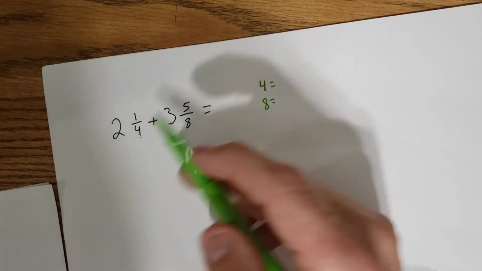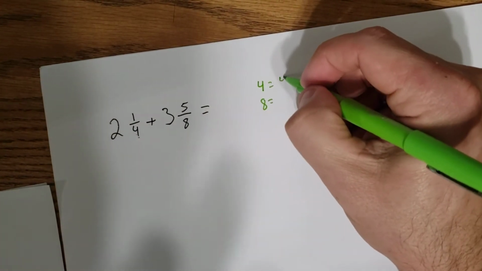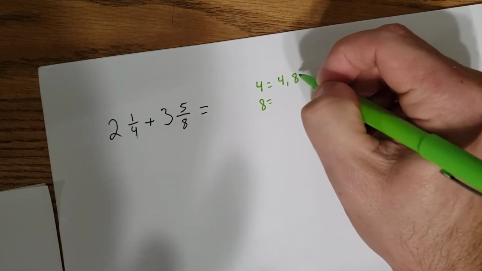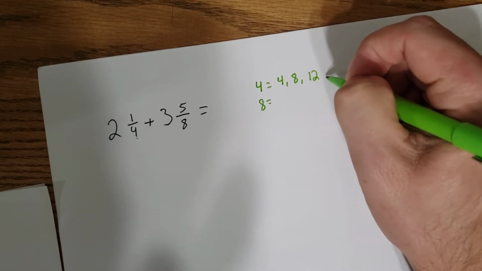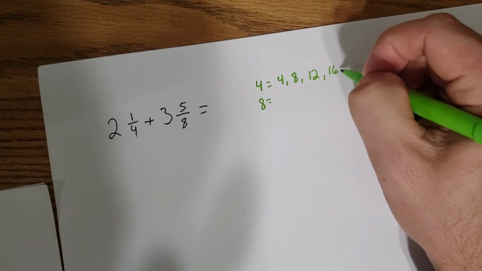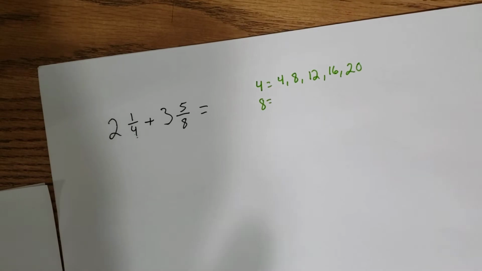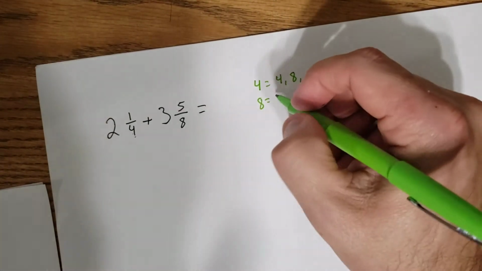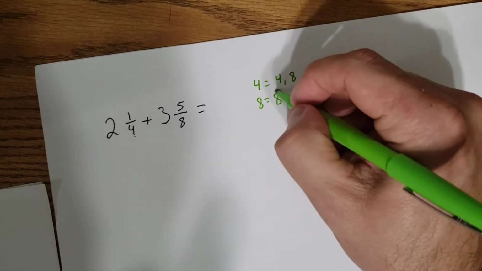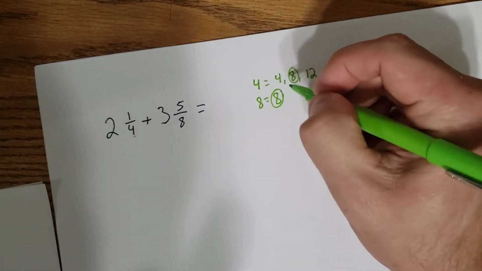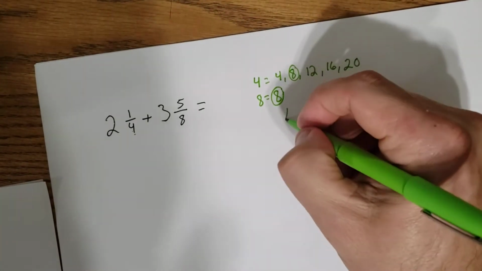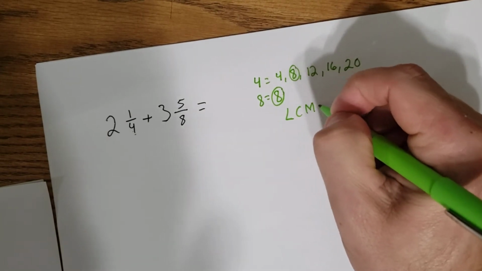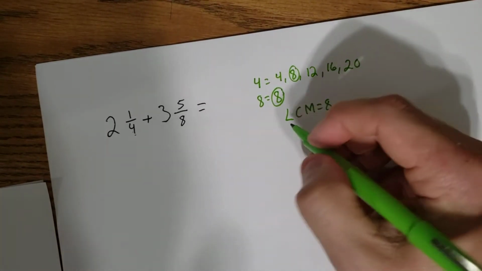I like to skip count with a small number first and go to times 5. 4 times 1 is 4. 4 times 2 is 8. 4 times 3 is 12. 4 times 4 is 16. And 4 times 5 is 20. So I got all the way to times 5. Now let's do the other number. 1 times 8 is 8. And automatically right there, we already have a match. So our LCM equals 8.